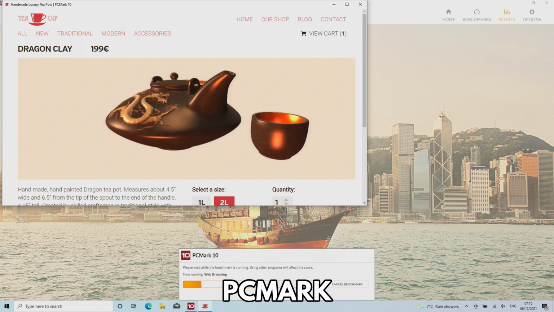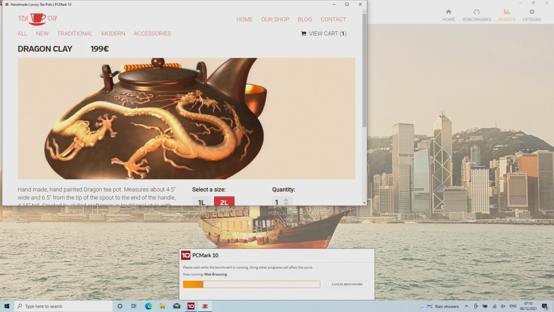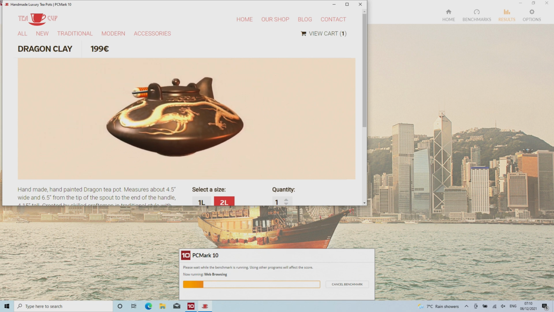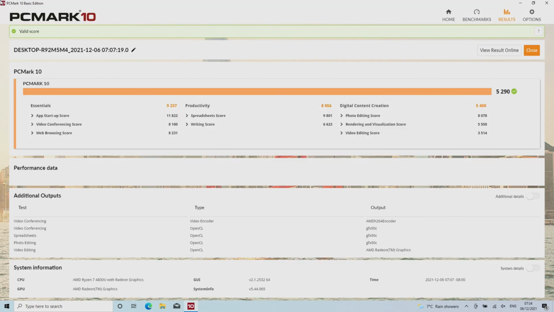PCMark runs a series of tests for the more day-to-day tasks you may be performing. These tests include web browsing, working with office documents, and media consumption. The MAX 2021 AMD model scores 5,290.